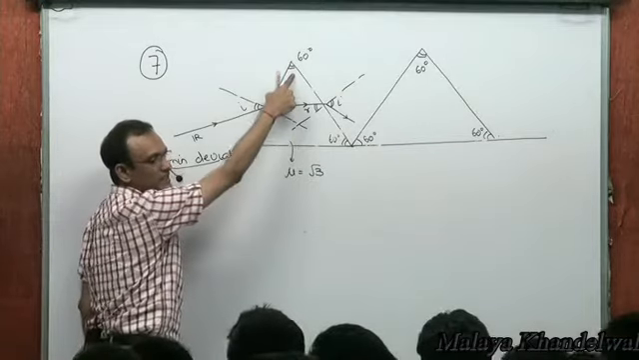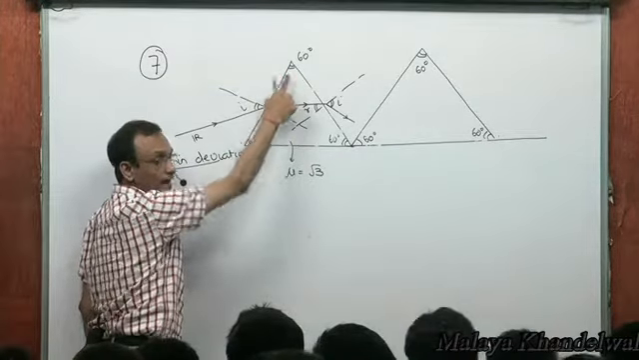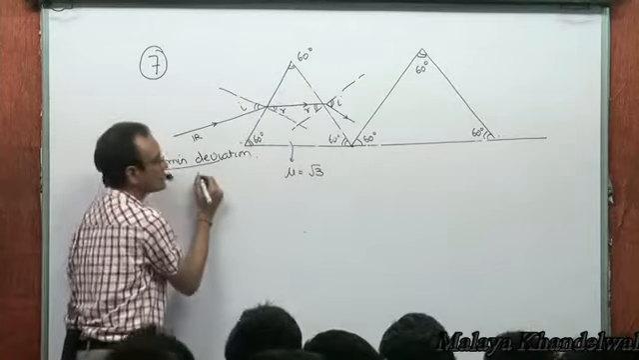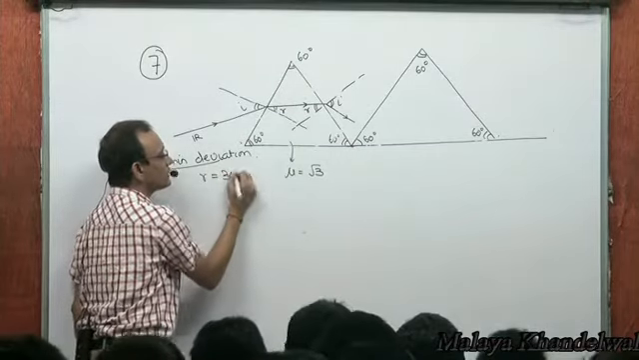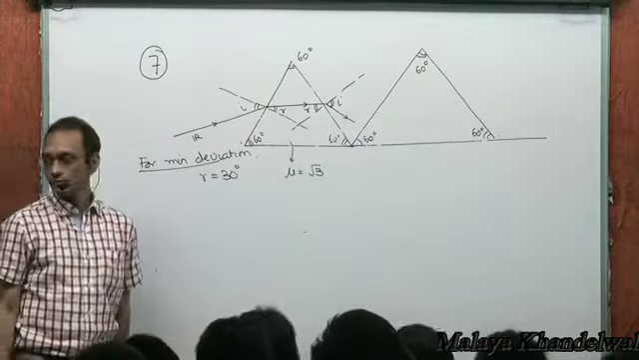R plus R must be 60 degrees. Must be equal to the angle of the prism. 2R is 60 degrees. So R must be 30 degrees, right?